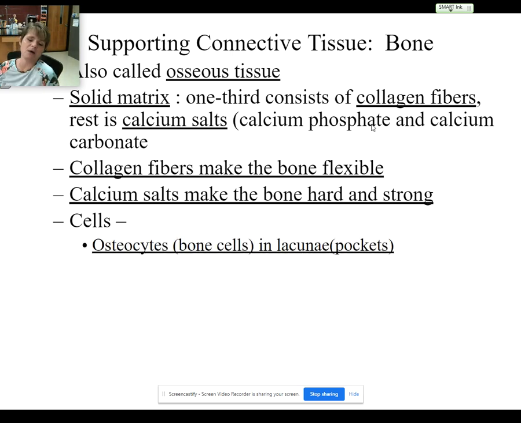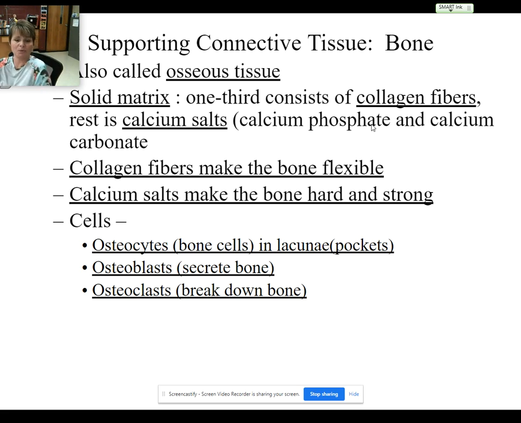Cells, again, remember in cartilage we had chondrocytes in lacuna. Well, in bone we have osteocytes in lacuna, so they both do have lacuna. We also have osteoblasts and osteoclasts. Blast, remember, means to give rise to or to produce, and osteo means bone. So literally this means produce bone. So they secrete bone. Clast means to destroy. So literally osteoclast means to destroy bone. And osteoclasts break down bone.